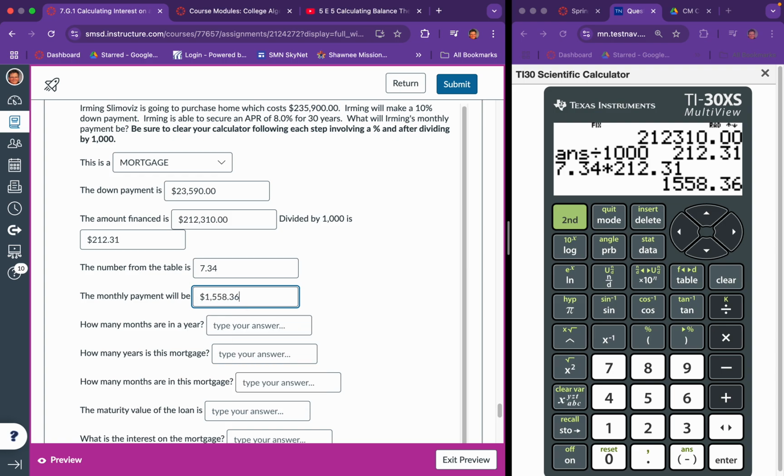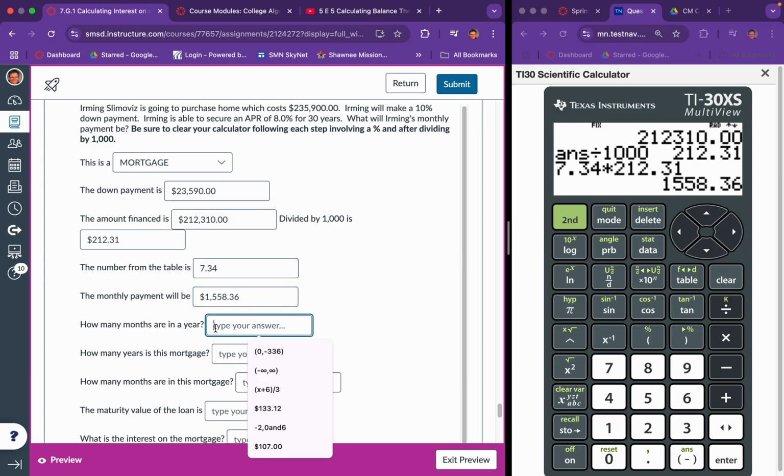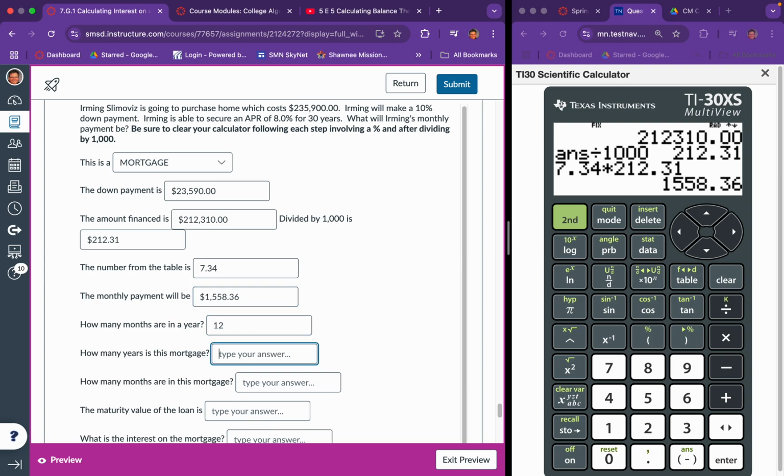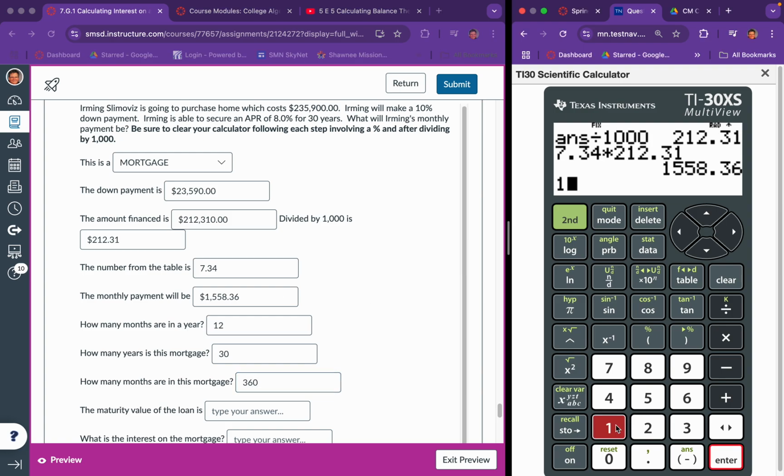And that is going to get us $1,558.36. So this person is making a house payment of $1,558.36 for every month of every year of this loan. How many months are in a year? There are 12 of them. How many years is this mortgage? There are 30 of them. And when we take 30 times 12, we get 360. Again, if you don't trust yourself on that, take 12 times 30, and you're going to get 360.